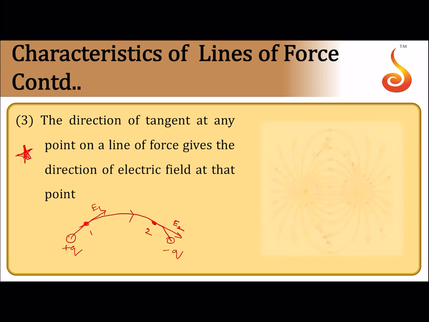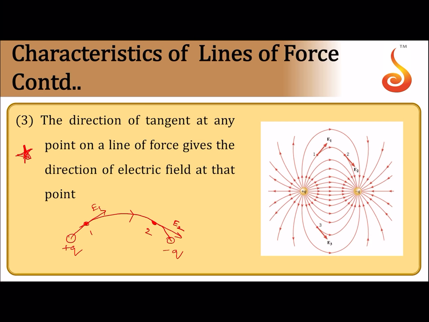So here's a more proper diagram. You don't have to draw so many lines of force, just draw two or three lines of force, that is sufficient. Now look at point 1. At point 1, the tangent is E1. At point 2, the tangent is E2. I take a point 3, the tangent is E3. If I take point 4, the tangent drawn to the line will be E4.